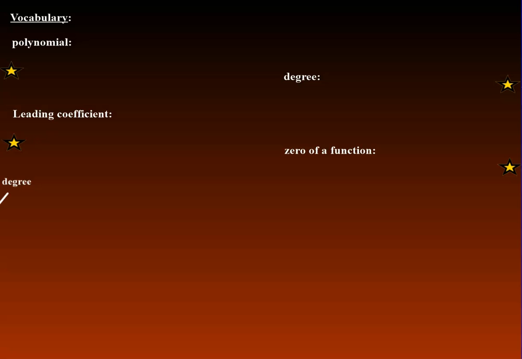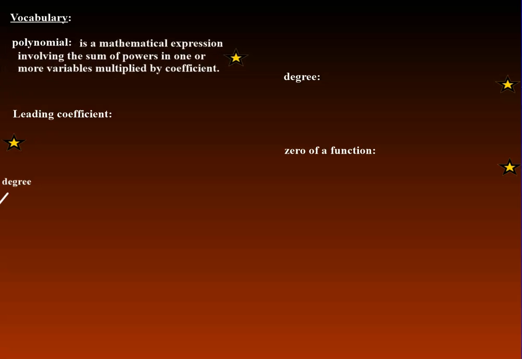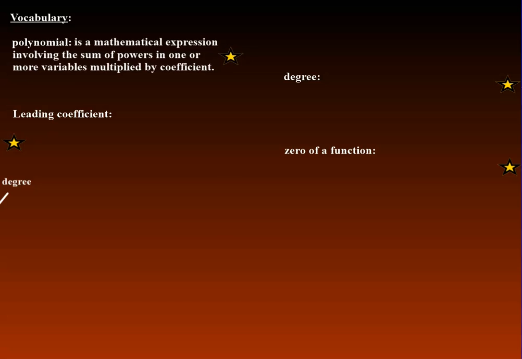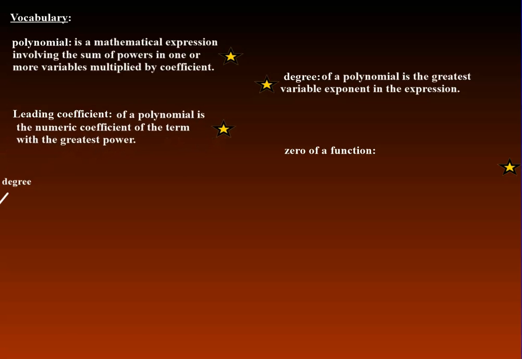Vocabulary. Our first vocabulary word is polynomial. A polynomial is a mathematical expression involving the sum of powers in one or more variables multiplied by coefficients. Next vocabulary word, degree. The degree of a polynomial is the greatest variable exponent in the expression. Leading coefficient. The leading coefficient of a polynomial is the numerical coefficient of the term with the greatest power.